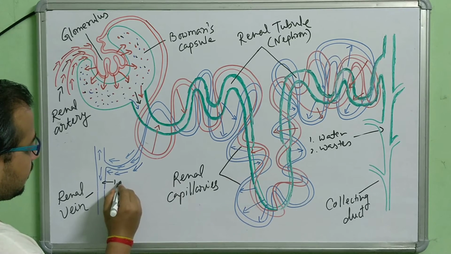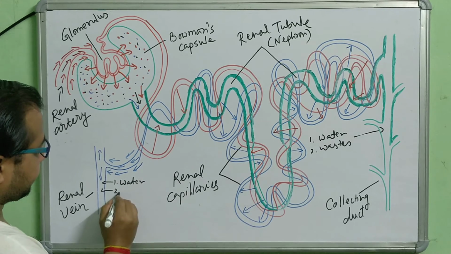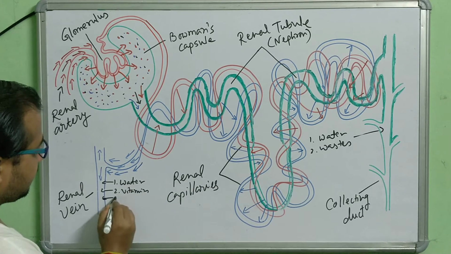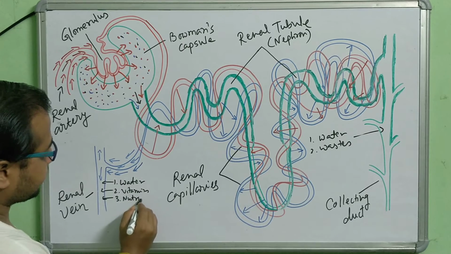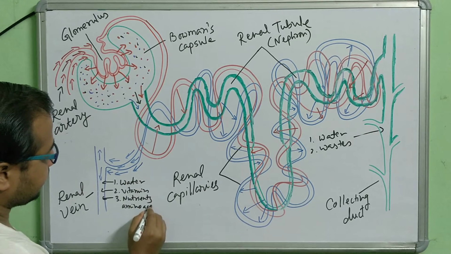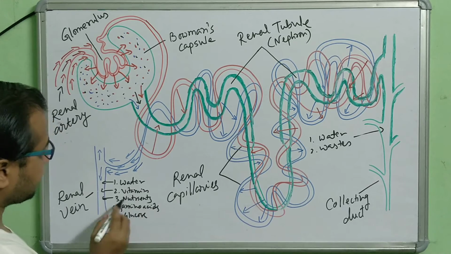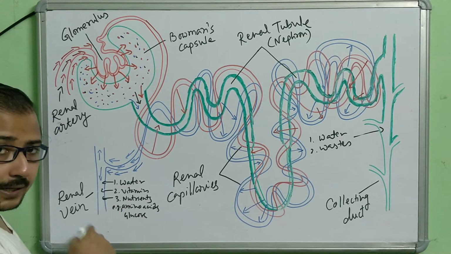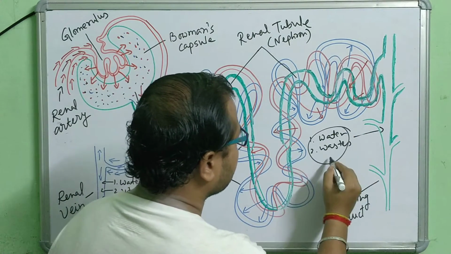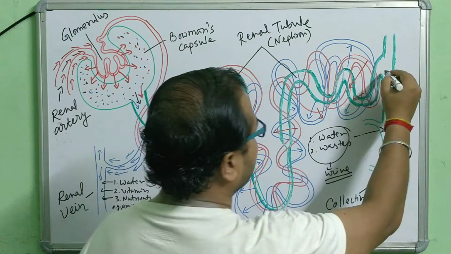Number one, water. Number two, vitamins. Number three, all the nutrients, like amino acids, for example, and glucose. All these are going to the body again, and these are the waste, water with the waste. So what exactly is this forming? It is the urine. So urine will be now going out.